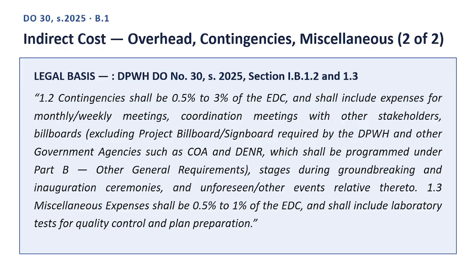1.3 Miscellaneous expenses shall be 0.5% to 1% of the EDC, and shall include laboratory tests for quality control and plan preparation. End quote. Contingencies and miscellaneous expenses are deliberately kept small, 0.5% to 3%, and 0.5% to 1% respectively, precisely because they are meant to cover minor, hard to itemize costs, not to become a hidden slush fund inside the cost estimate. Next slide.